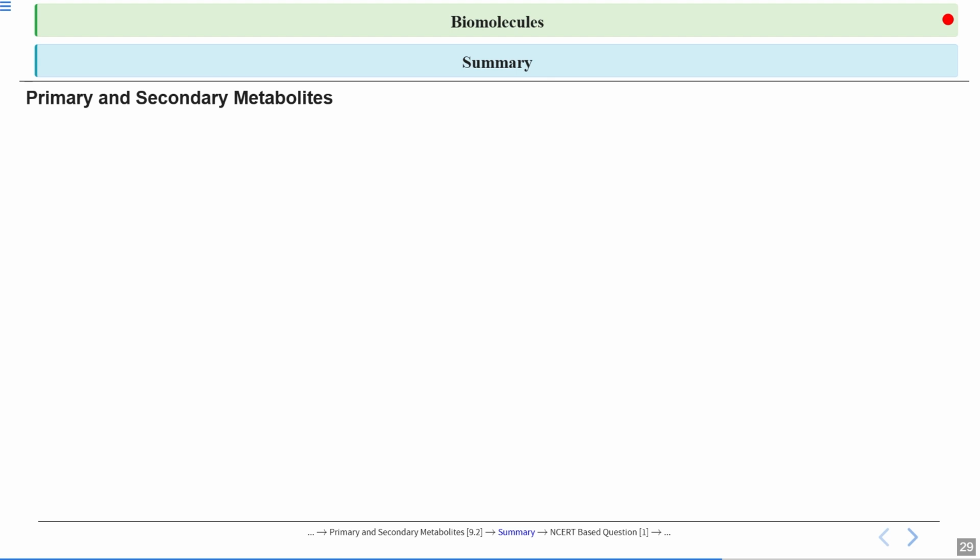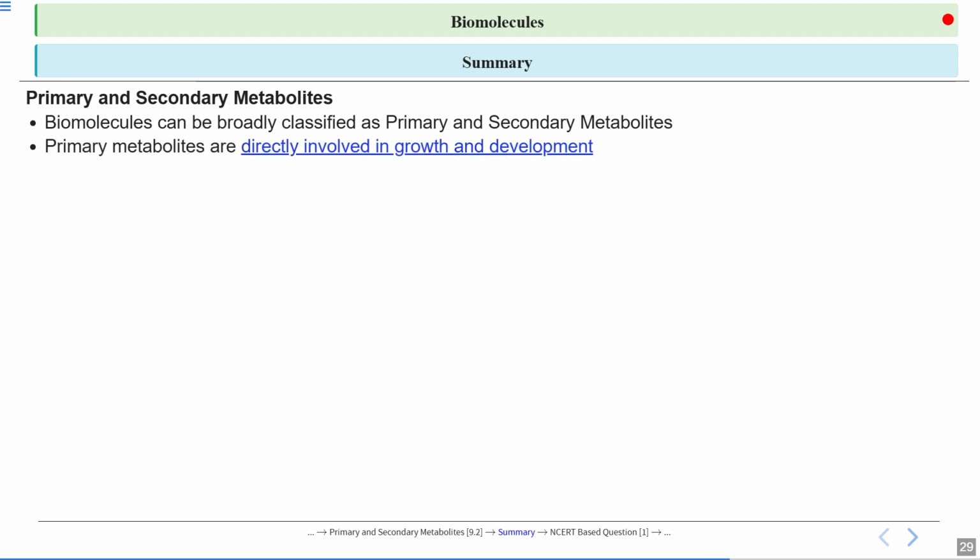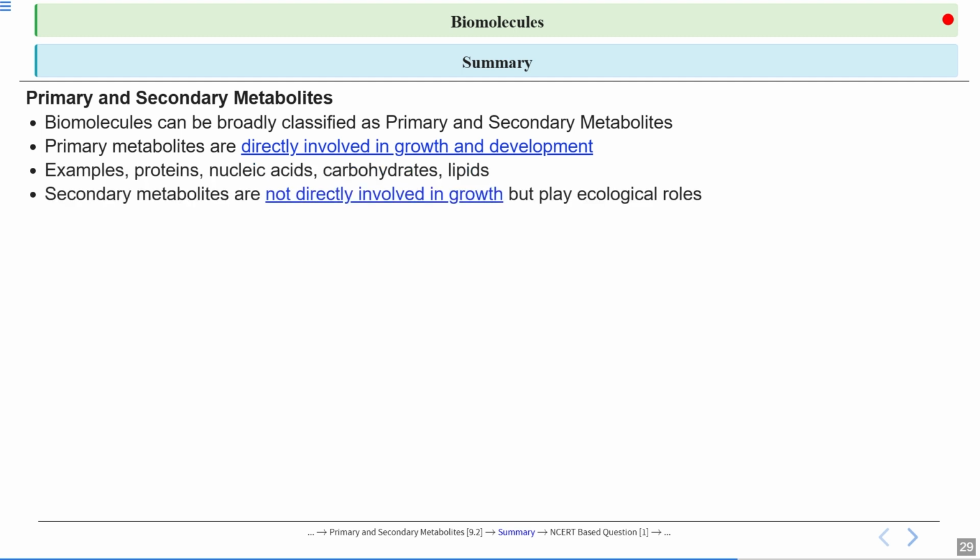We talked about the primary and the secondary metabolites also. The biomolecules can be broadly classified as primary and secondary metabolites. The primary metabolites are directly involved in growth and development. Examples are protein, nucleic acid, carbohydrates, and lipids. Then secondary metabolites are the byproducts of metabolism. They are not directly involved in growth but play ecological roles. Examples are alkaloids, terpenes, resins, and tannins.